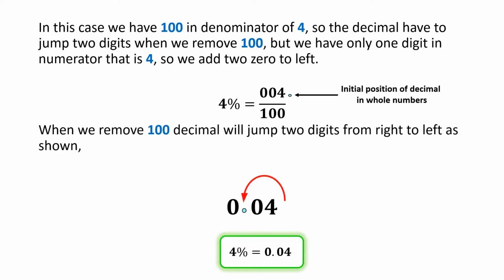In this case we have 100 in the denominator of 4, so the decimal has to jump 2 digits when we remove 100, but we have only one digit in the numerator, that is 4, so we add 2 zeros to the left. Therefore, 4% equals 0.04.